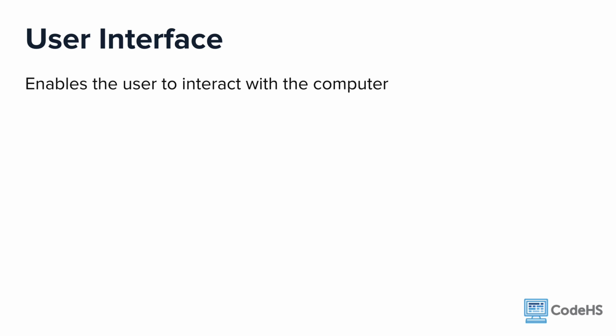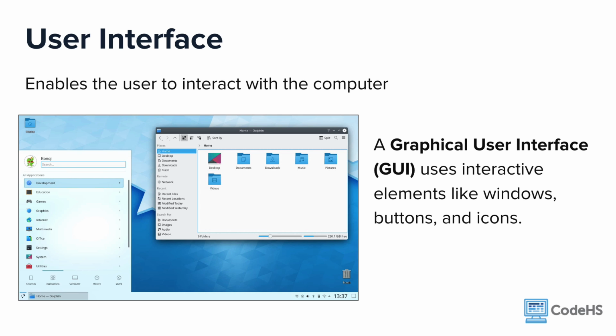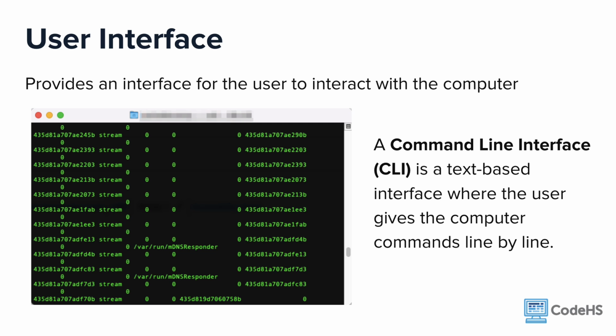Operating systems also provide the user with a user interface. This interface enables the user to interact with the computer. There are two types of interfaces. The most common is a graphical user interface. This type of interface uses interactive elements like windows, buttons, and icons. This allows the user to give instructions, manage files, and run programs in a user-friendly way. The command line interface, or CLI, is the other type of user interface. This is a text-based interface where the user gives the computer commands line by line. While many professionals and everyday computer users use a graphical user interface, programmers and system administrators use the command line interface regularly.